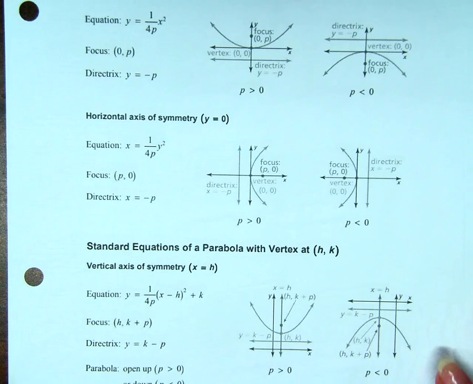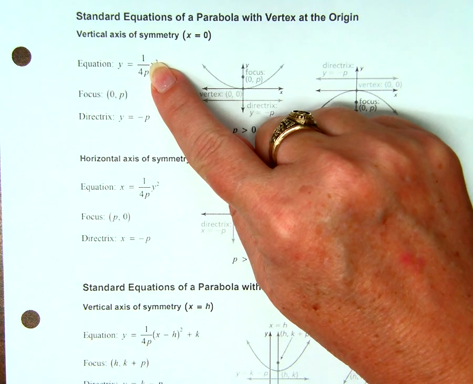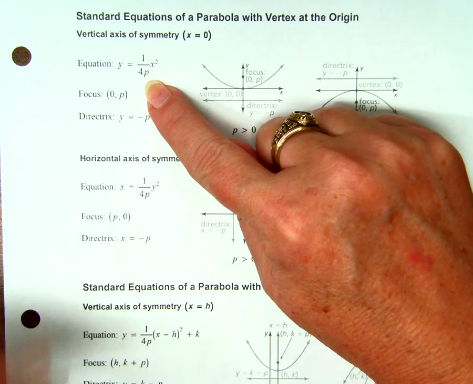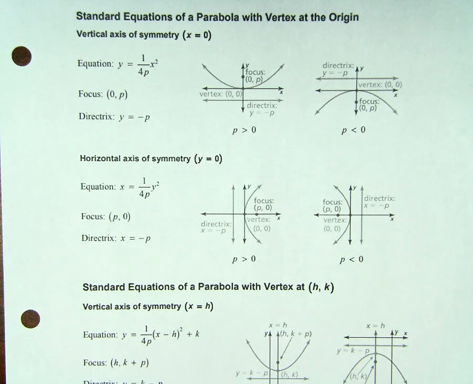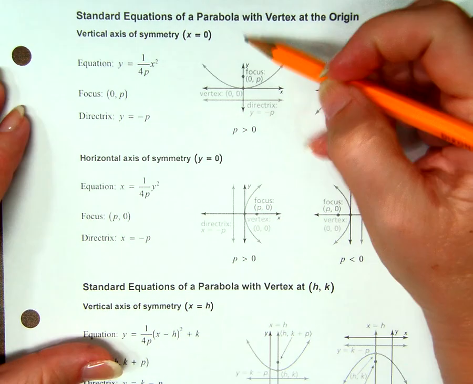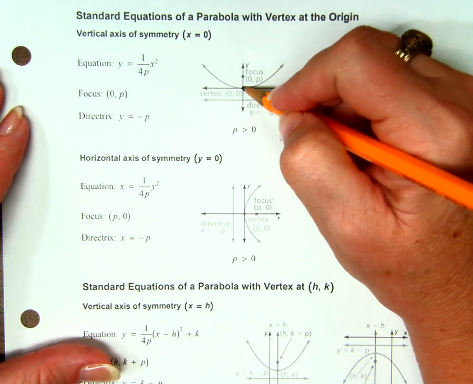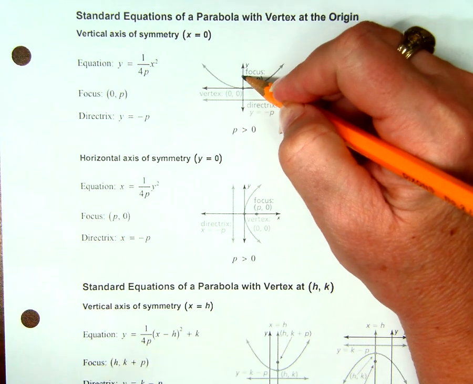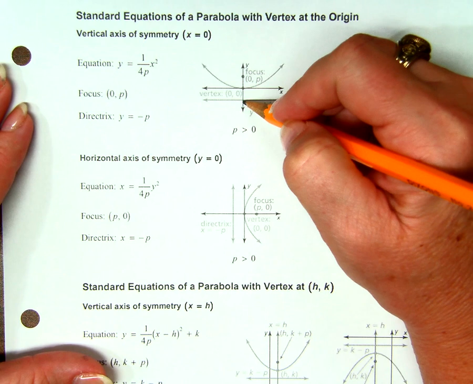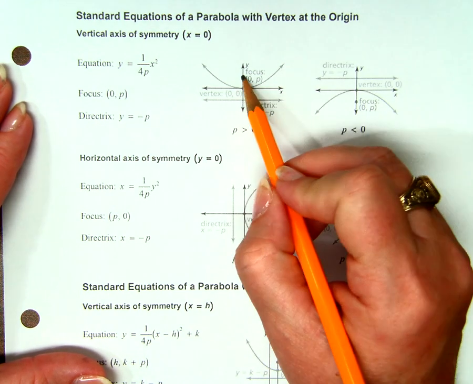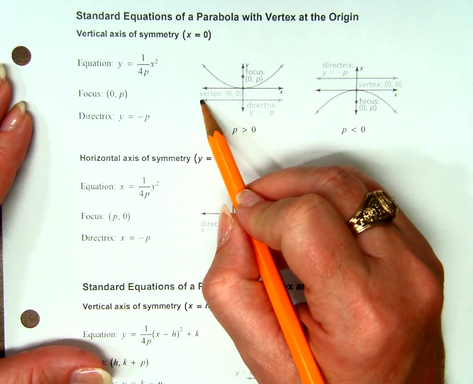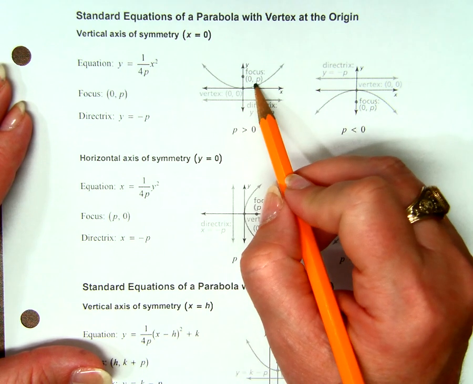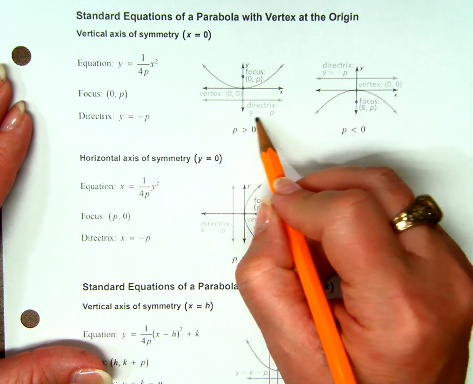First, before we get going, I want you to notice that we talked about a second ago, this one has 1 over 4p, right? I need you to know what p is. Okay? P is the distance from the vertex to the focus or the vertex to the directrix. Notice that the focus is a point and the directrix is a line. So we write the focus as a point and we write the directrix as a line.